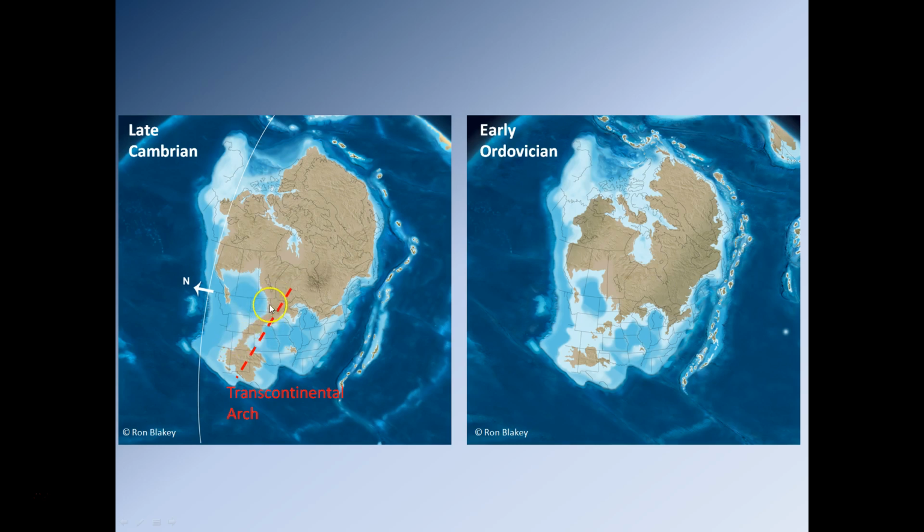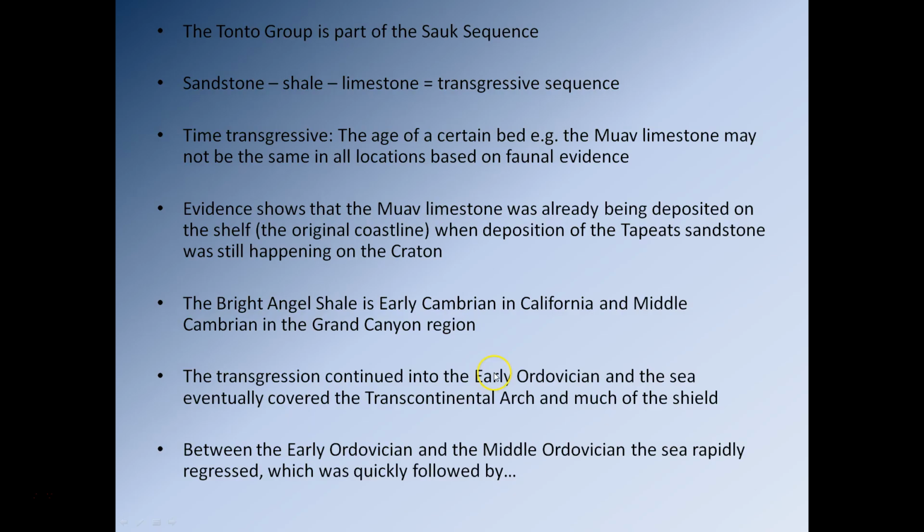What's going to happen over time is this coastal region is going to get covered over by deeper water. That's going to give us the Bright Angel Shale, and then eventually even deeper water, which gives us the deposition of the Muav limestone. The most important thing to realize is that at the same time we have limestone deposition going on over here, we have the Tapeats sandstone deposition going on over here. So we have a time transgressive sequence. We have rocks that are the same age here and here, but those rocks are different.